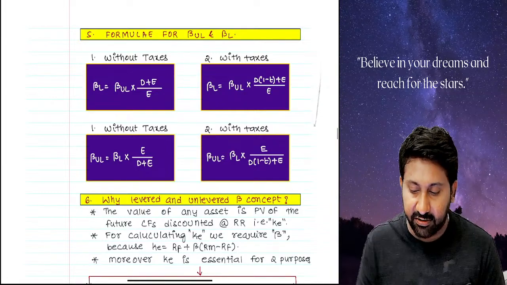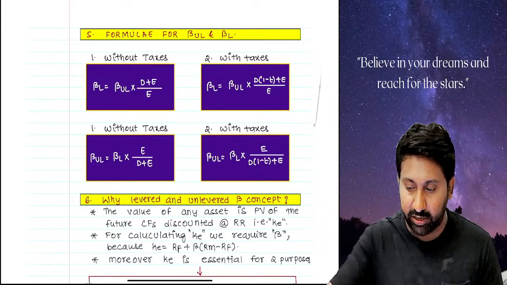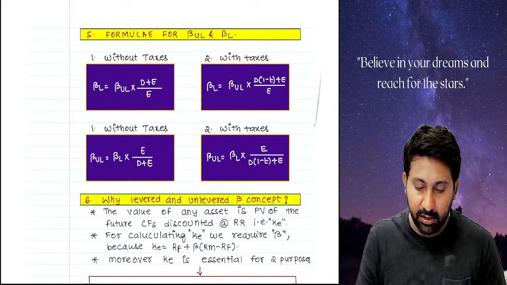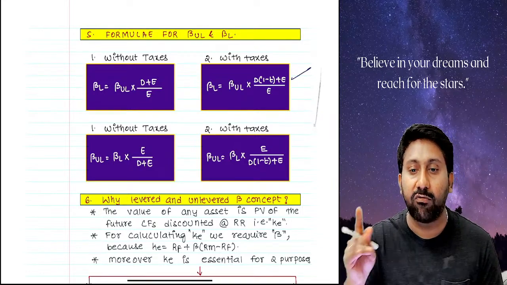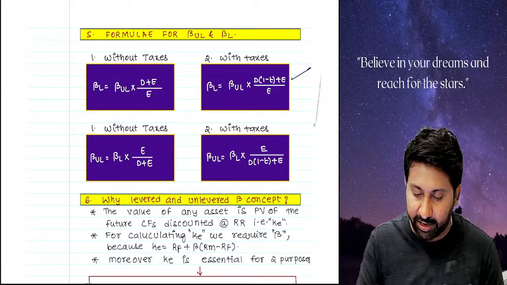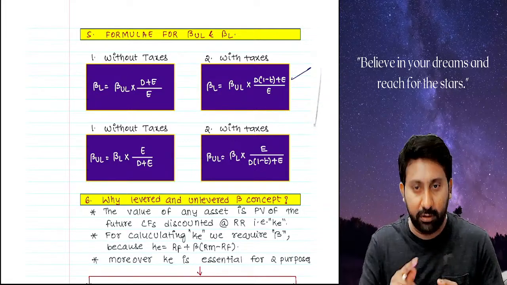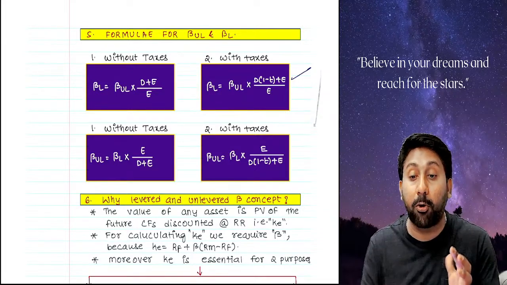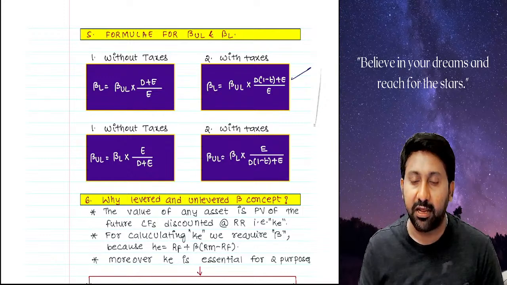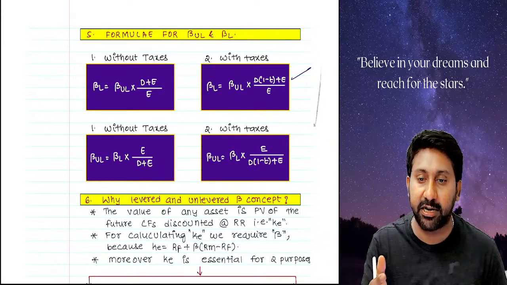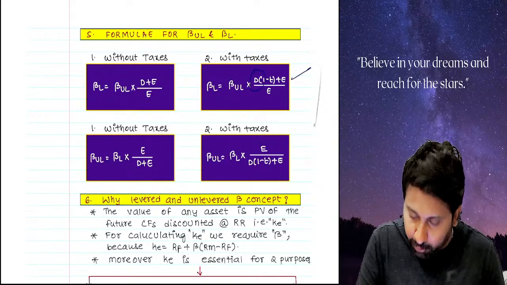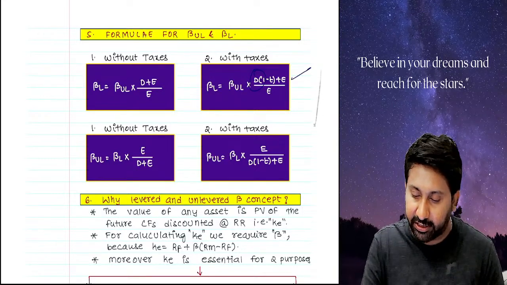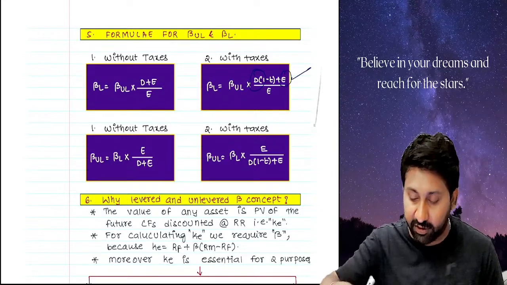Without taxes, with taxes. Without taxes, this is the formula. With the tax, D into 1 minus T. Sir, what is D? The question will arise. It is the proportion of debt. For example, 60% debt, 40% equity, so 0.6 into 1 minus T, like that. This is the proportion, not the value of debt. E means the proportion of equity.